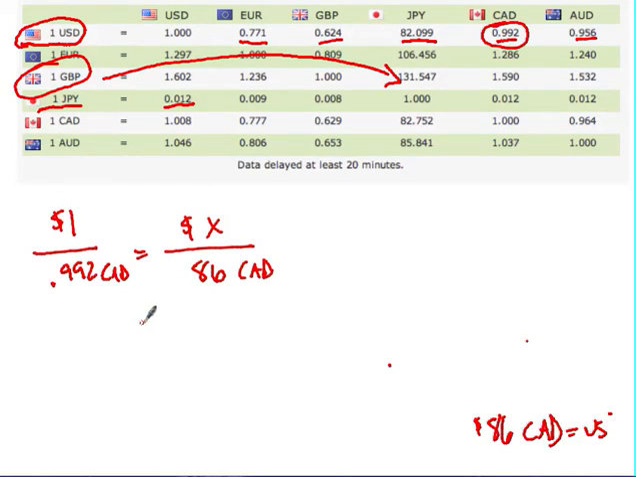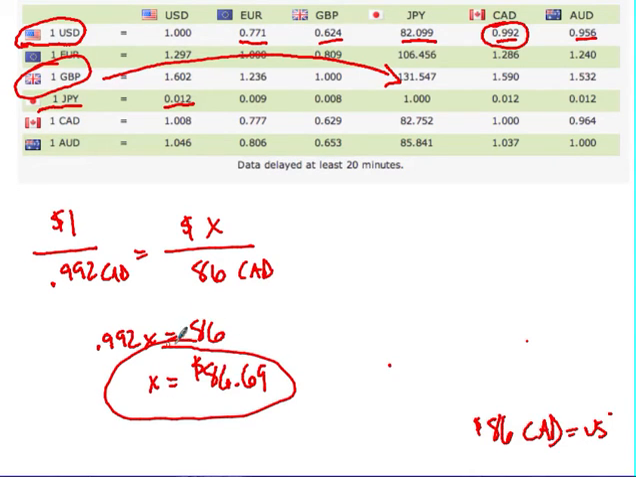And so again, let's do the cross multiplying. 0.992x equals 86. And so x equals 86 divided by 0.992 equals $86.69. That's not much of a difference, obviously. So if you were going to Canada and wanted to buy something for 86 Canadian dollars, you need to bring 86.69 US dollars. So anyway, be able to make those calculations if you can.